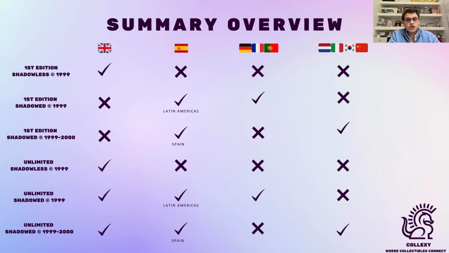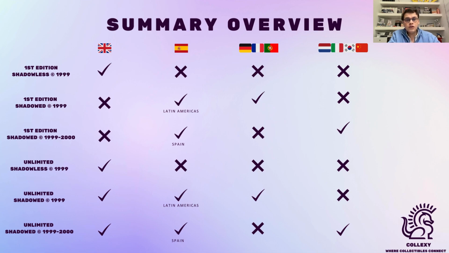The first edition shadowed variants with the Wizards of the Coast copyright of 1999 were printed in Spanish, German, French, and Portuguese. The Spanish variants were only printed for the Latin America region. The first edition shadowed versions with the Wizards of the Coast copyright years 1999 to 2000 were printed in Spanish, Dutch, Italian, Korean, and Chinese, whereby the Spanish variants were printed for Spain.